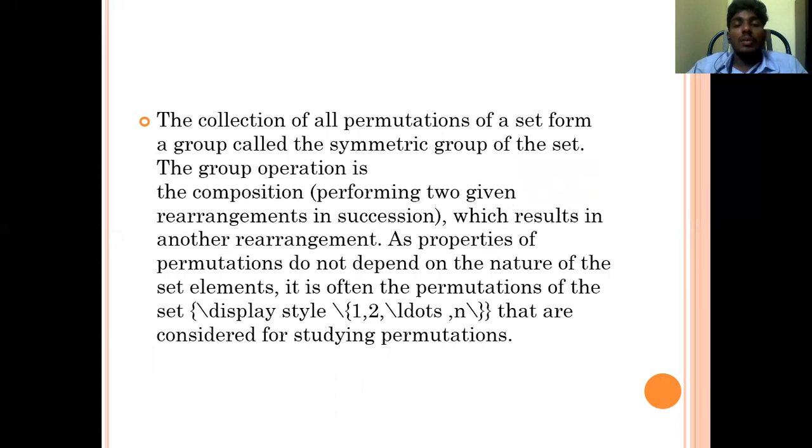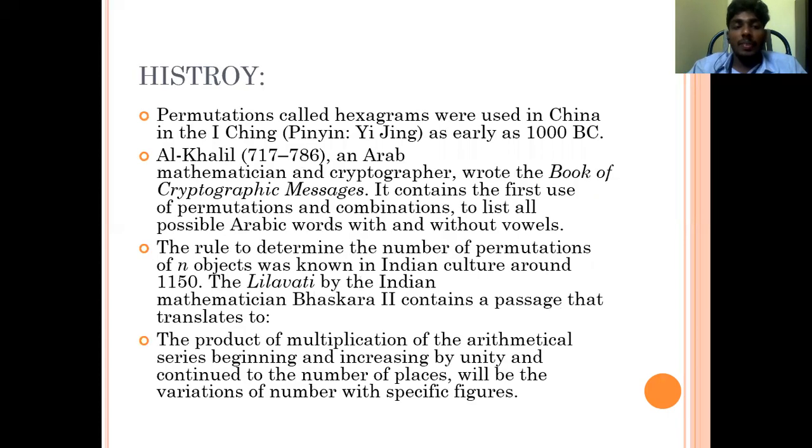Next, the collection of all permutations of a set forms a group called the symmetric group of the set. The operation is the composition. Performing two given rearrangements in succession results in another rearrangement. As properties of the permutations do not depend on the nature of the set elements, it is often the permutations of the set {1, 2, ..., n} that are considered for studying permutations.